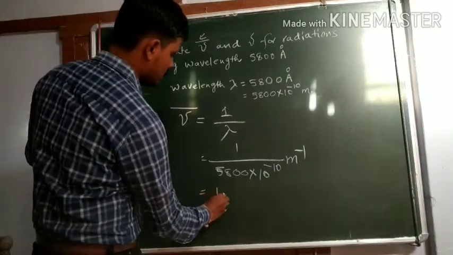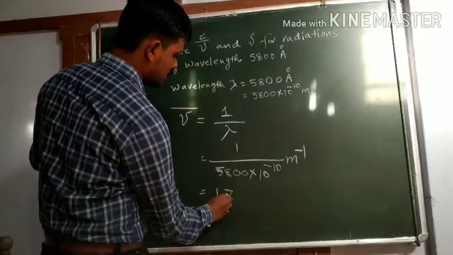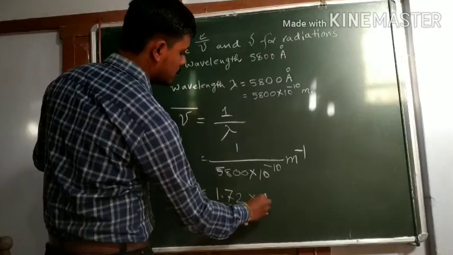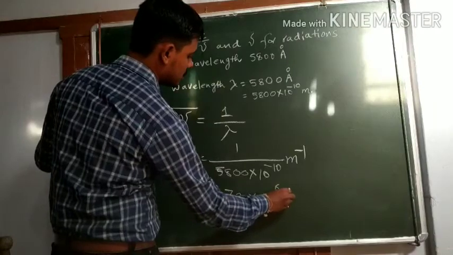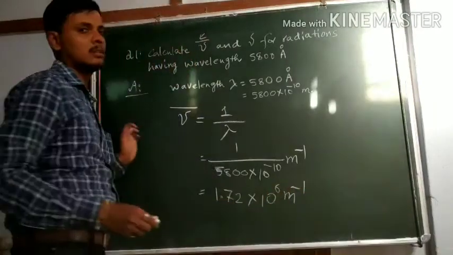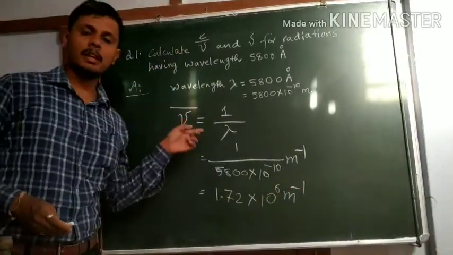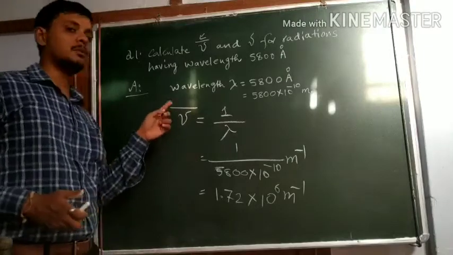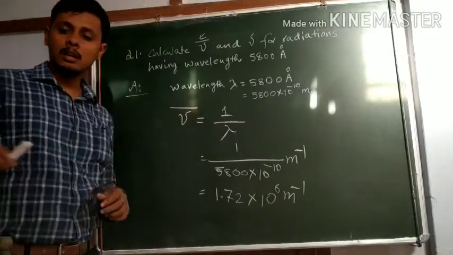1.72 into 10 to the power 6 meter inverse. So this is the wave number. So we successfully calculated the frequency and wave number from the wavelength.